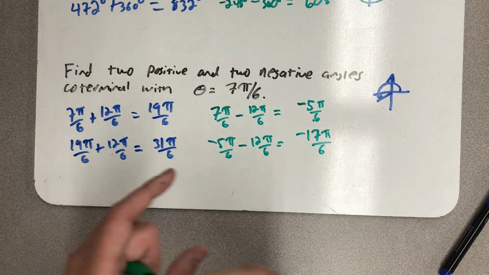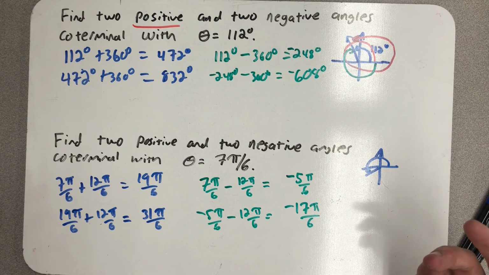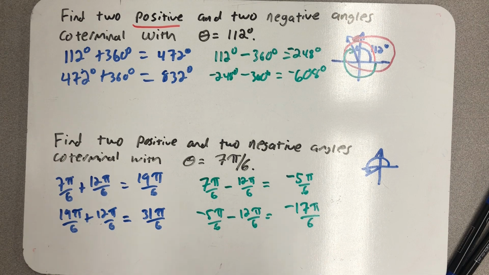All right, the real key, whether you're working in degrees or radians, is to find coterminal angles. You're either adding a full revolution or taking away a full revolution. And that's it for now.